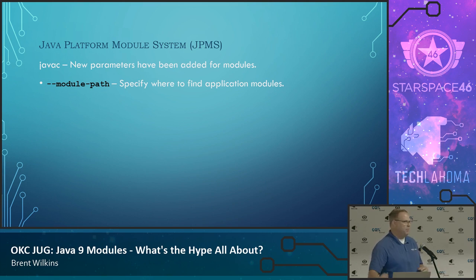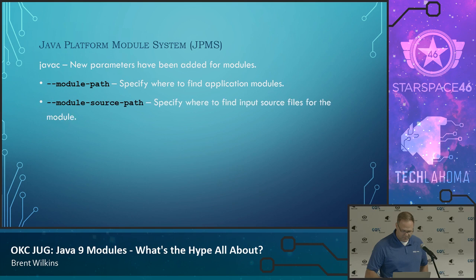But this is a module path of any modules that are external that you may want to have your application use or compile against. The module source path is just a list of the source directory where all the source files are that the module is going to need to include in its module.